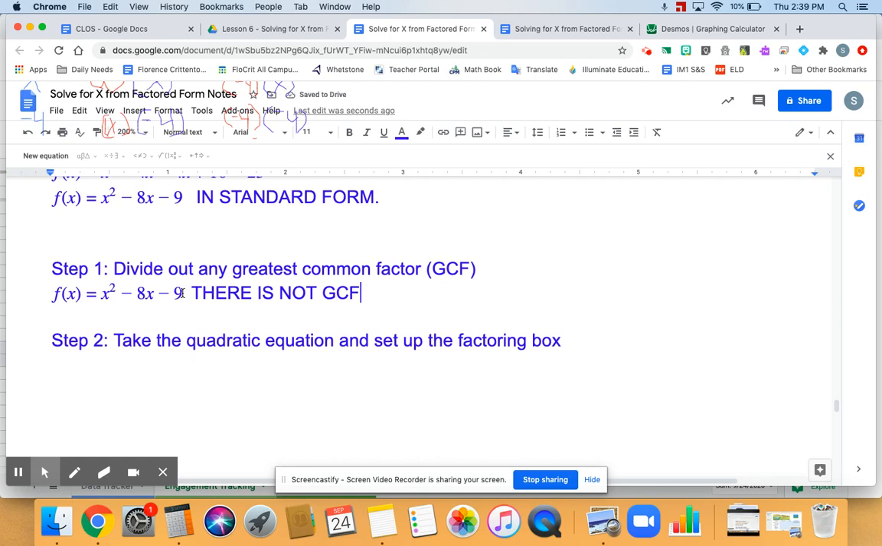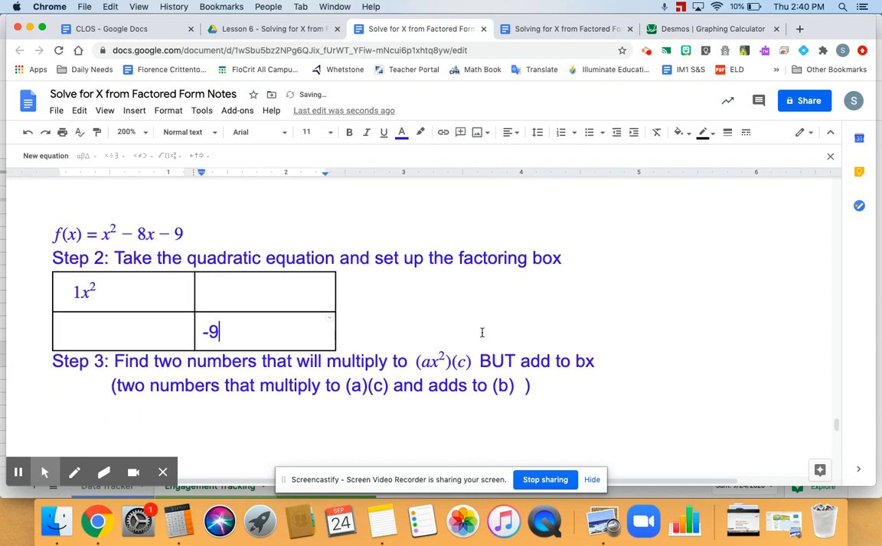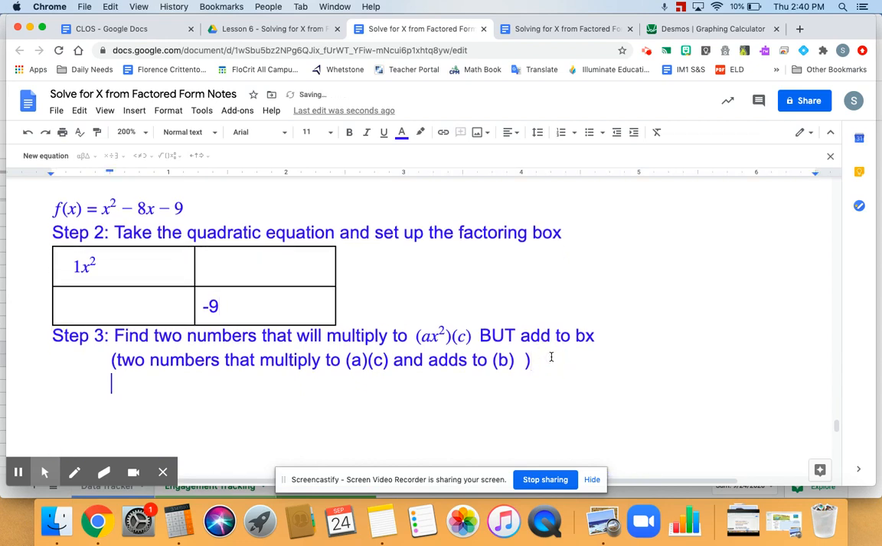All right, step 2, I gotta take my equation and set it up in the factoring box. This is my equation. What's the A? It's the 1, because it's an invisible 1. And what's my C? What's my last number? -9. So I'm starting the setup. Next, I need to find two numbers that multiply to the A times the C. So A was 1, and C was -9. And 1 times -9 is -9.